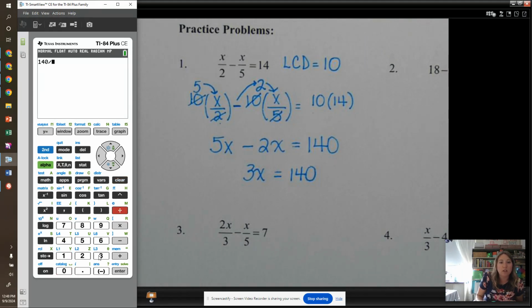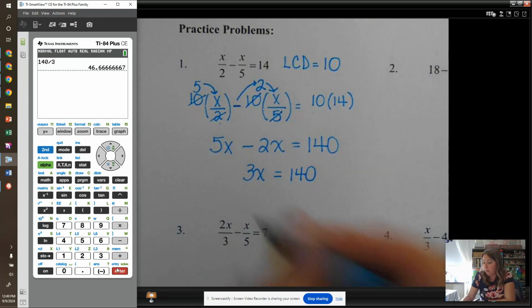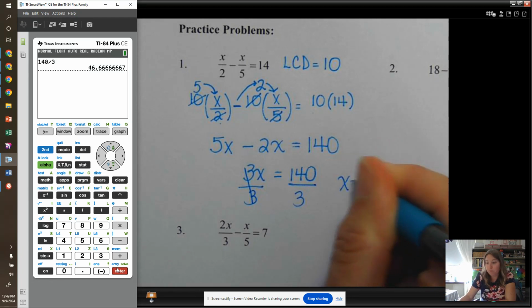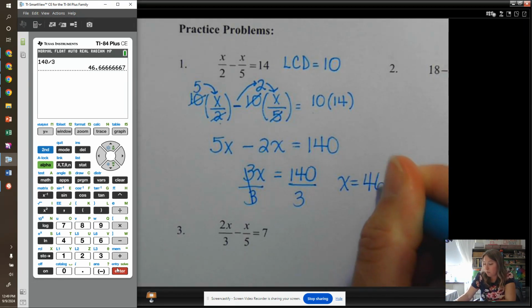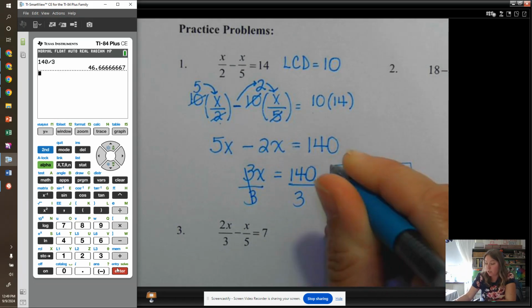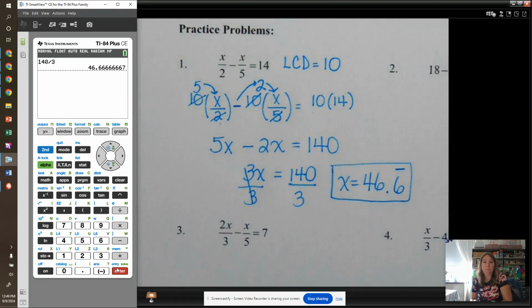So 140 divided by 3, because I'm dividing both sides by 3 to get my x all by itself, gives me 46.6 repeating. Just put that repeating bar over your 6 and you are all set. Much like solving proportions, which we're going to talk about in the next lesson video, you're more likely to get fraction and decimal answers out of these. So let's try this again with example 2.